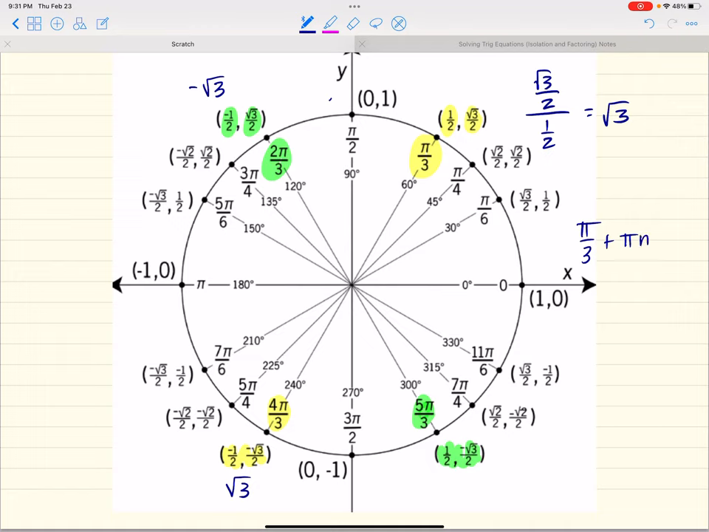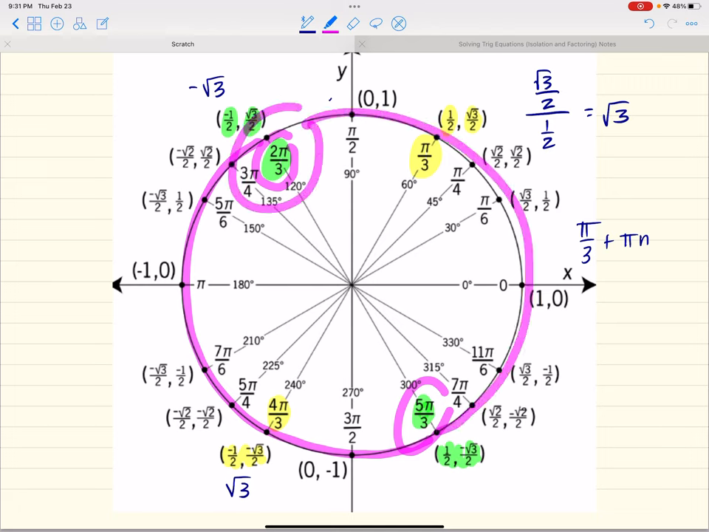And then the same thing for 2 pi over 3. So this would be a solution. If I rotate just a pi, I get to my next solution. And then I can rotate another pi and get to my next solution, and then another pi and another pi. So my other solutions would be 2 pi over 3 plus pi n, n number of times. So these ones gave me the negative radical 3, and then these gave me the positive radical 3.